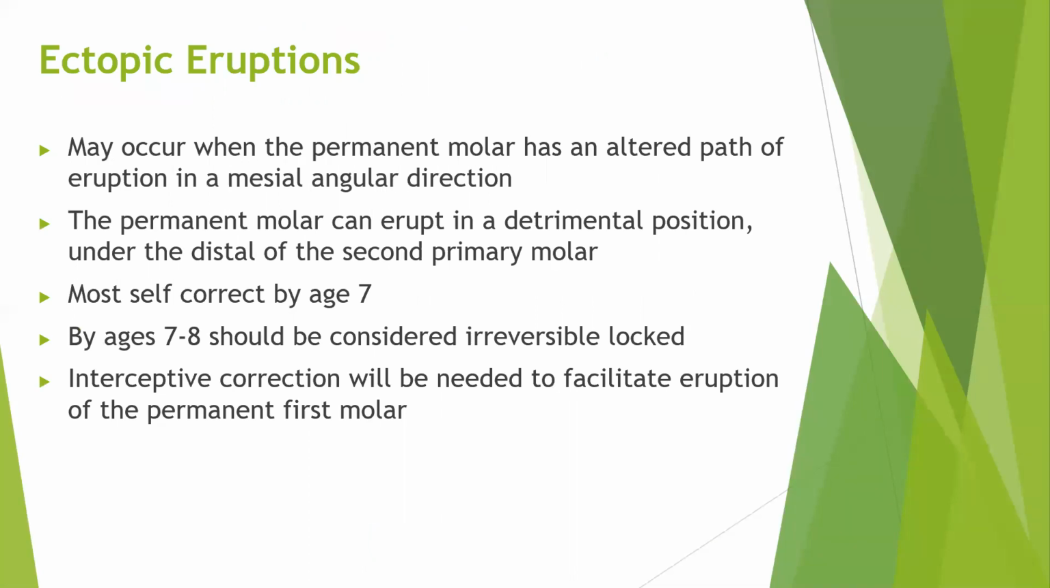Ectopic eruptions may occur when the permanent molar has an altered path of eruption. The permanent molar can erupt in a detrimental position under the distal of the second primary molar. Most of these cases self-correct by age 7. By ages 7 to 8, they should be considered irreversibly locked. If these teeth don't correct by then, you need to go in with some type of intervention.